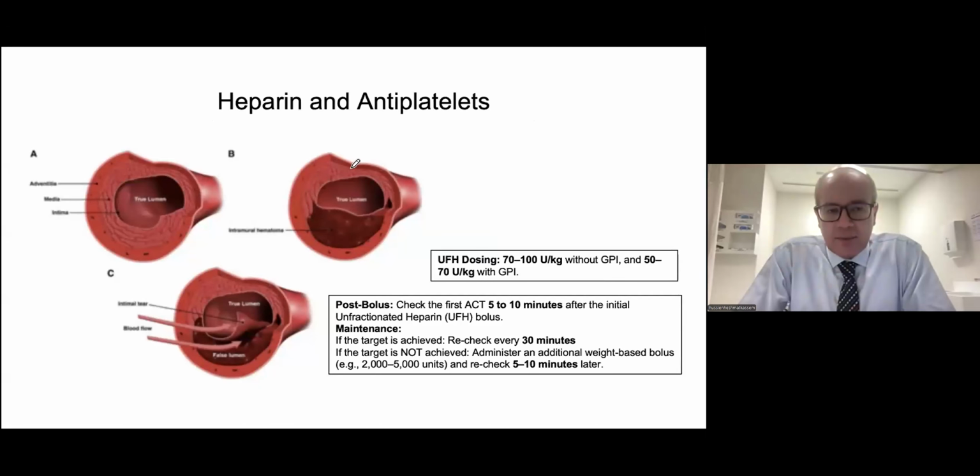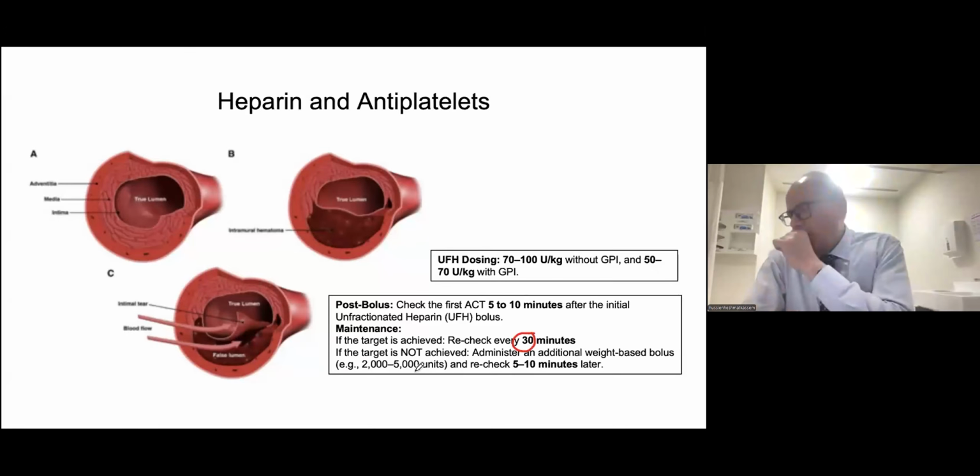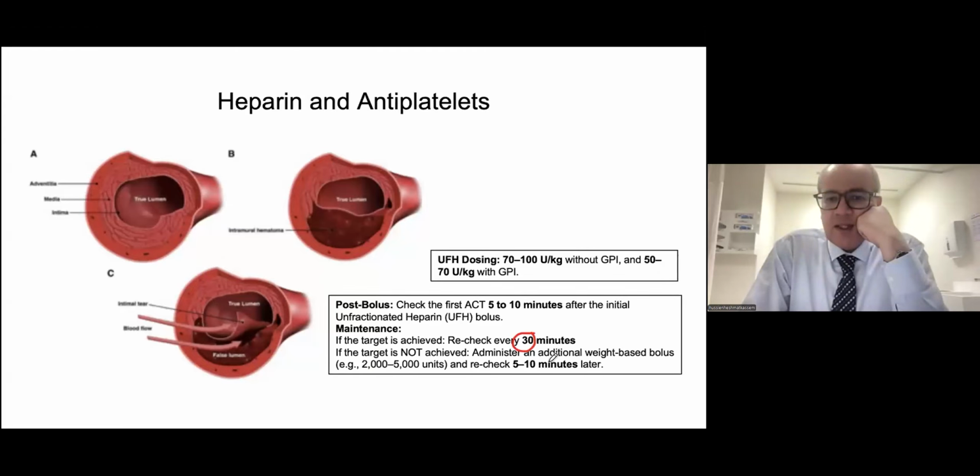Heparin is extremely important, especially when we have a hematoma in the vessel wall, because we need this hematoma to be fluid, not solid. And I've seen many cath labs where they don't give enough attention to anticoagulation. They just give an empirical dose of heparin and they do not check the ACT frequently, so they end up in trouble. So we give the bolus 70 to 100 units per kilogram, and we check after 5 to 10 minutes, and we recheck every 30 minutes. If the target is not achieved, then we give an additional weight-based bolus 2,000 to 5,000 and recheck 5 to 10 minutes later on.